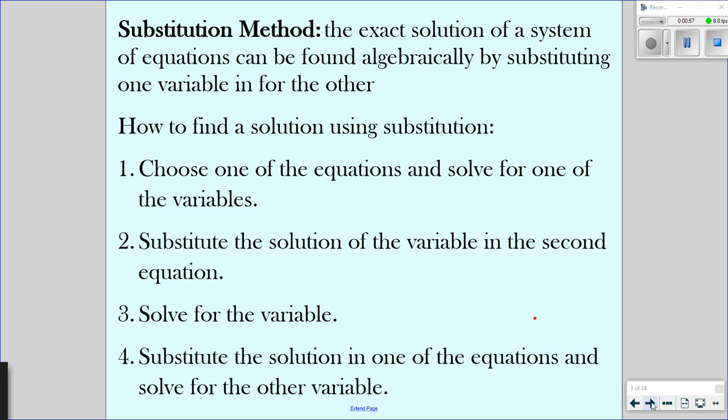So right now you may look at this and think, oh, these are words and steps, I don't get it. We're going to do examples showing how we use these steps in order to use the substitution method to solve systems of equations. And just as a reminder, we solved systems by graphing in the last lesson. So now we're doing it algebraically by using the substitution method.